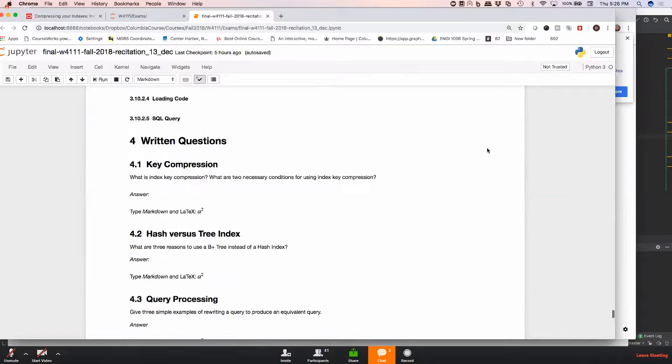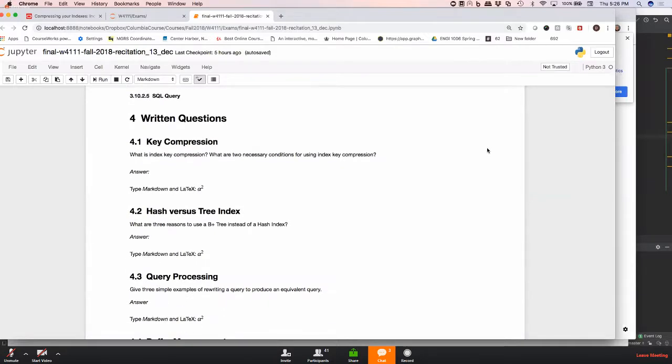All right, so that's key compression. Hash versus tree index. What are 3 reasons to use a B+ tree instead of a hash index? Does anybody think of any? I'll settle for 1 at this point. Yes?